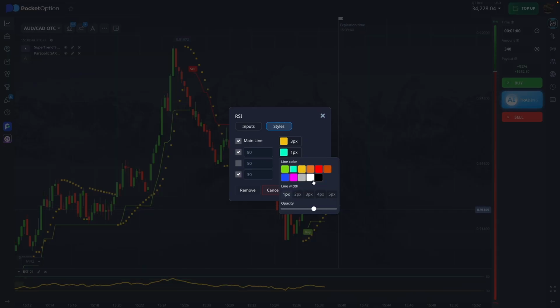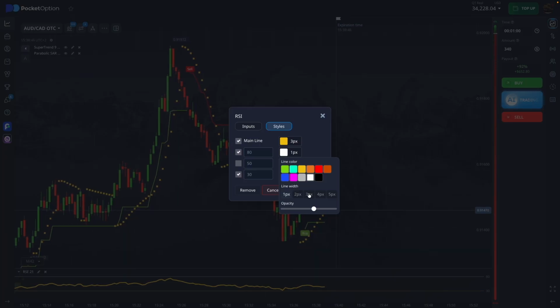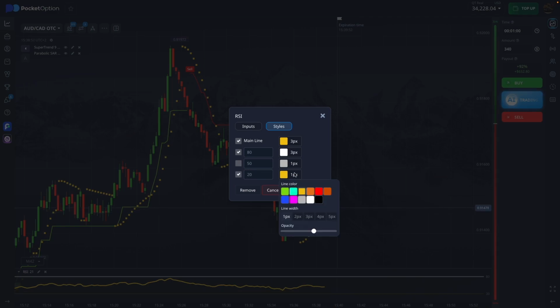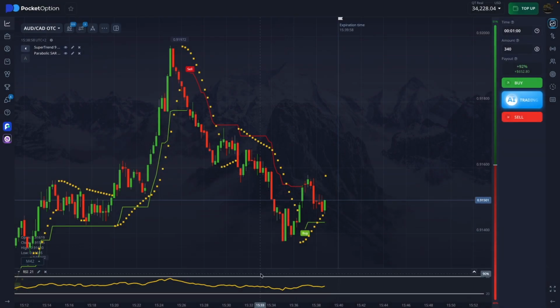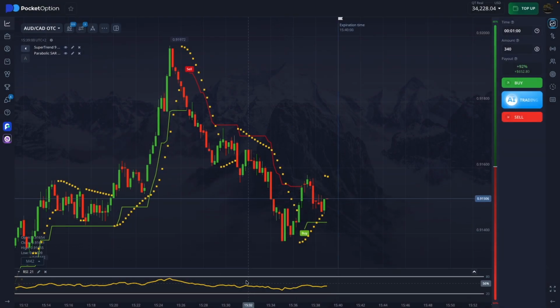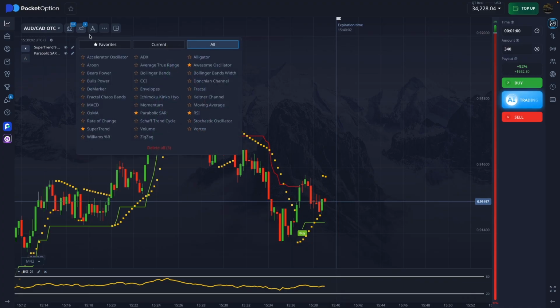I am repainting the line of this boundary white and making it slightly thicker. I set the lower boundary to the value of 20. I also repaint this line white and make it slightly thicker. Then I press the Save button. And my RSI indicator starts to look like this.